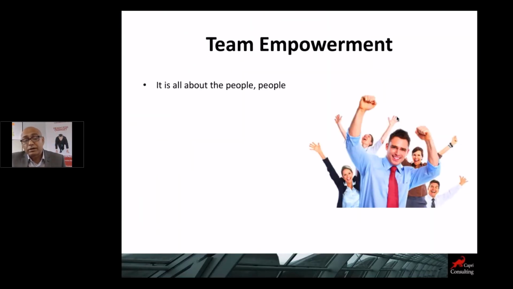If your team is not empowered, your agile transformation is going to fail. So one thing you remember, it's all about people, people, people. Any organization is made out of people, and these people will either make it fail or make it succeed. So it's very important that a team is empowered. Tools and buzzwords, they won't work.